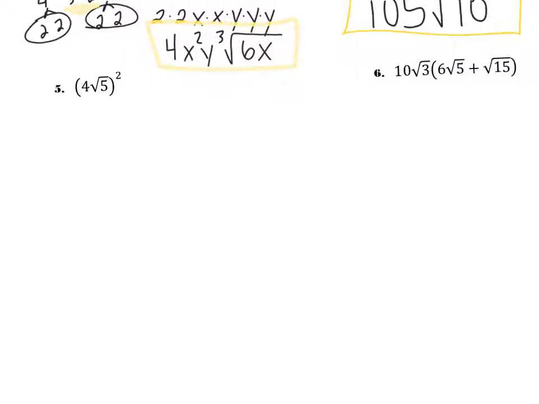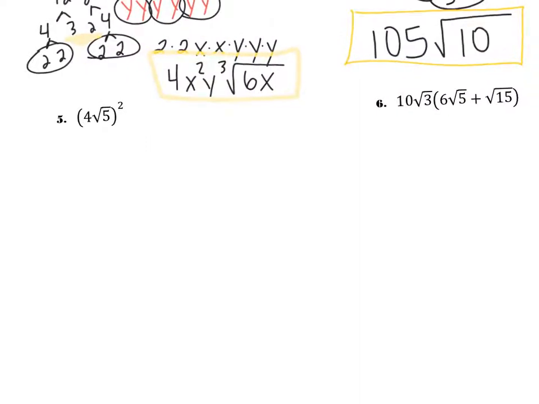So for example, I'm looking at number 5, and it's 4 square root 5 raised to the 2nd power. So the first thing I want you to do is rewrite that as 4 square root 5 times itself, because that's all it means when it says squared. And now we want to think of it just like the previous 2 examples where we are going to multiply the coefficients together. So 4 times 4 is going to be 16.